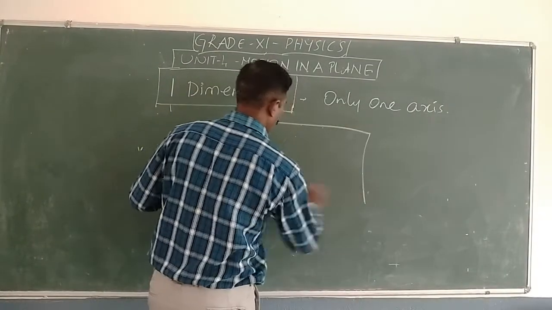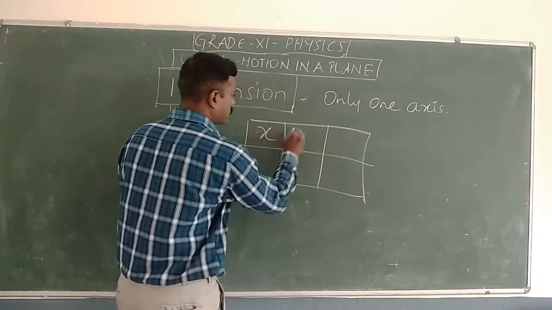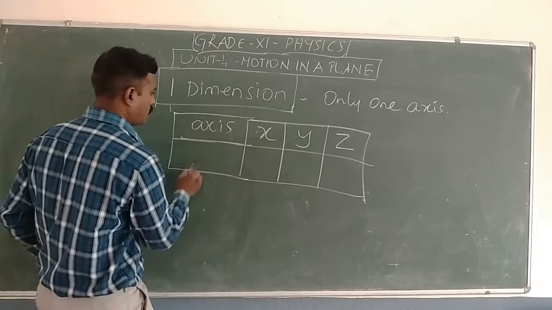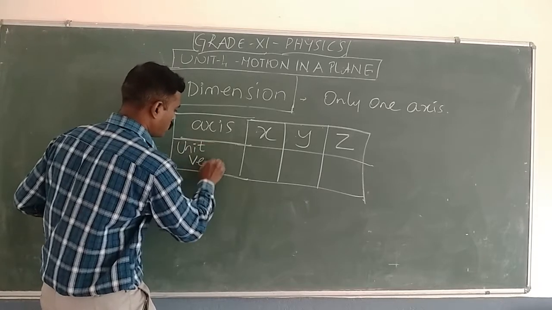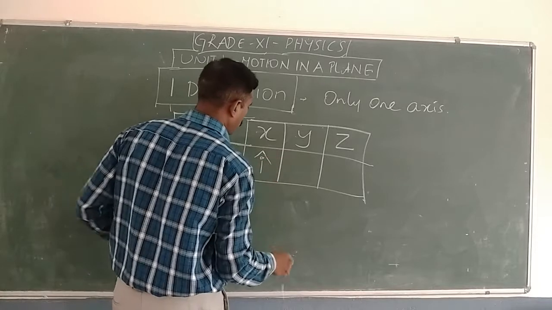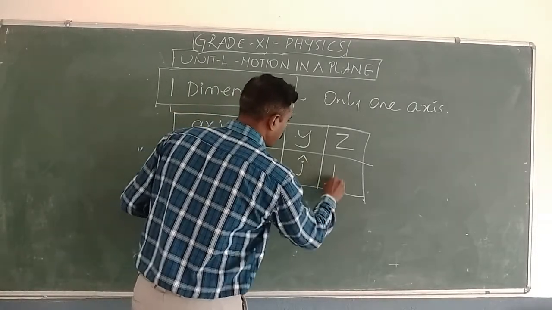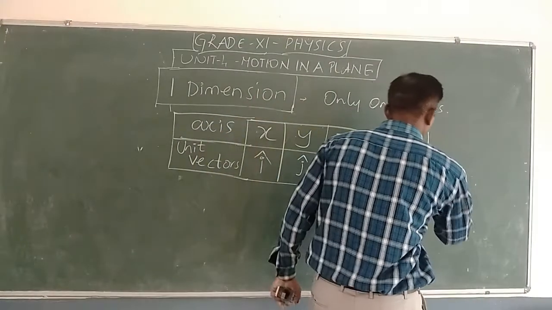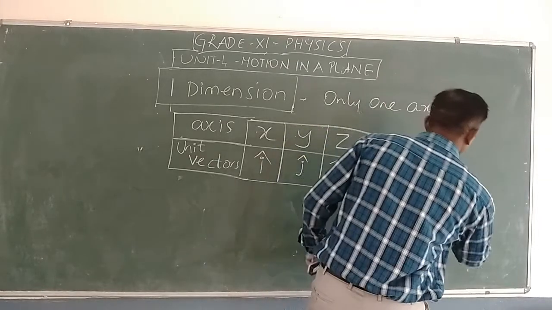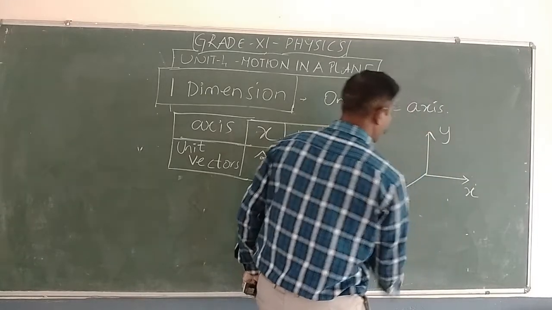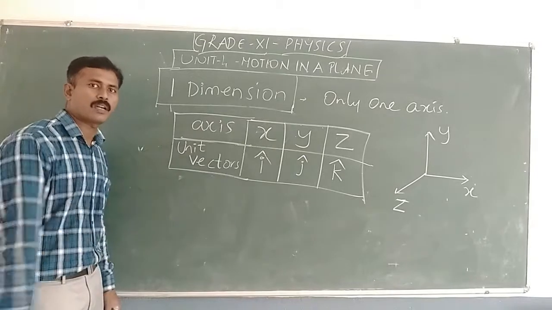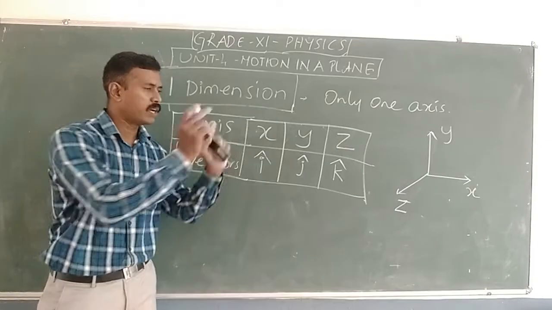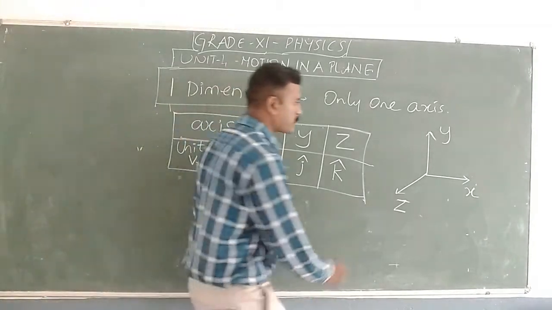So I will tabulate it. X, y and z axis. Unit vectors: i, j and k. Don't ever forget these three. The dimensions will be like this: x, y and z. Clear, students? All three are mutually perpendicular axes. What is mutually perpendicular? x is perpendicular to y, y is perpendicular to z, and z is perpendicular to x. You can represent them by this name.